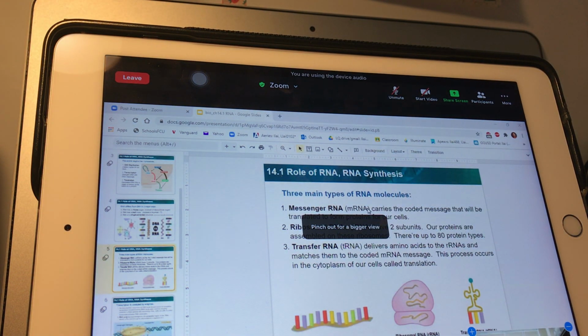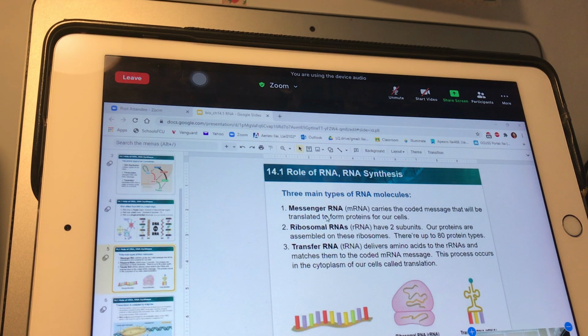The second type of RNA is called ribosomal RNA. To make skin because I burned myself. Your body has to make 3 types of these just to make skin cells, just to make skin protein.